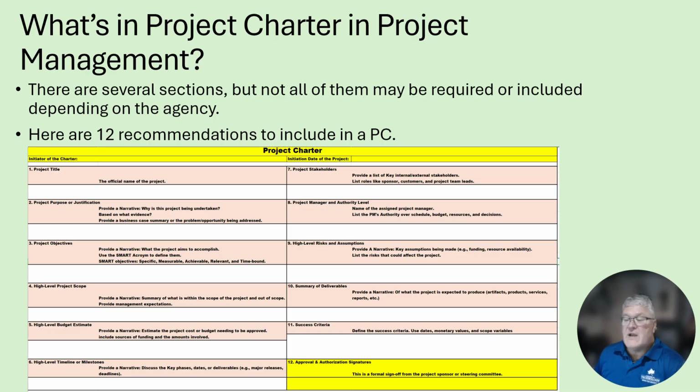Okay, and then summary of deliverables. You're going to outline those things that you wish to achieve with the project. And then finally, you're going to discuss the criteria for success. You'll use dates, you'll use monetary values, you'll do discussion of significant things that you'll provide at the end. And then finally, you have the approval and authorization signatures. These are the people that say, and oftentimes they have some financial connection to the project, they say, yes, we want this to go ahead and to proceed.